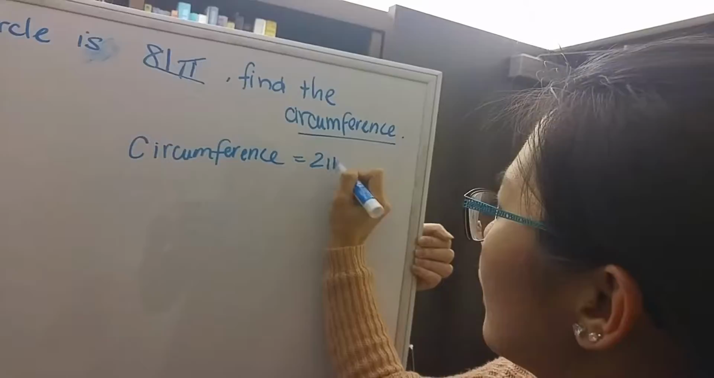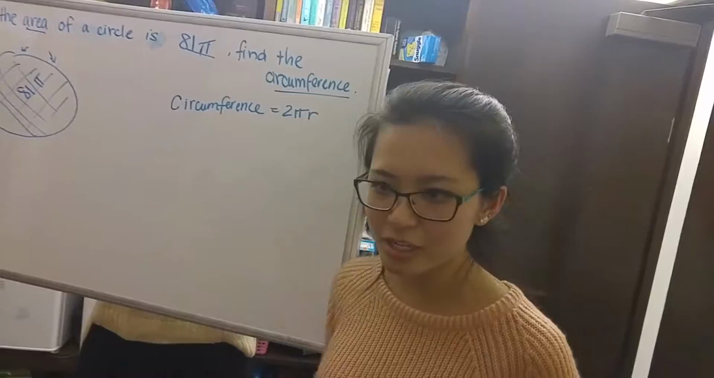All right, can we just solve this? Can we just plug things in and get the circumference right now? And why not? Okay. We don't know what r is yet. We need r. How can we find r? Jake? Because we know the area, we can find r.